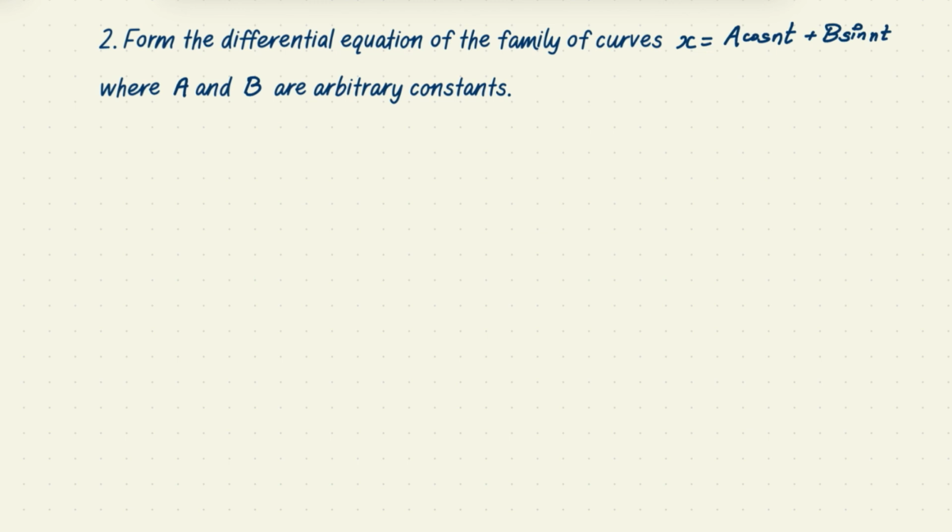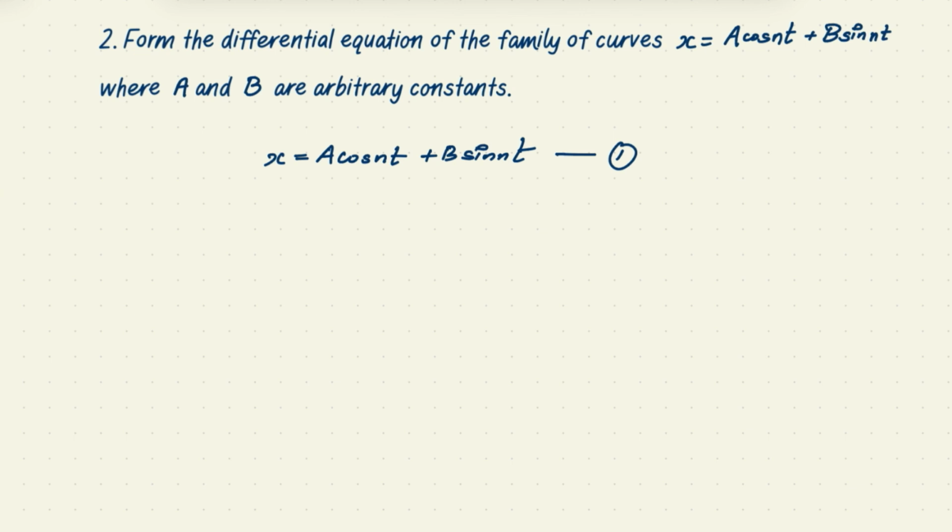Question 2. Form the differential equation of the family of curves x equals a cos nt plus b sin nt, where a and b are arbitrary constants. Since this equation, that is x equals a cos nt plus b sin nt, contains two arbitrary constants, that means we have to differentiate this equation twice. And here we have to note that this is a function in t. Here x is a function of t.